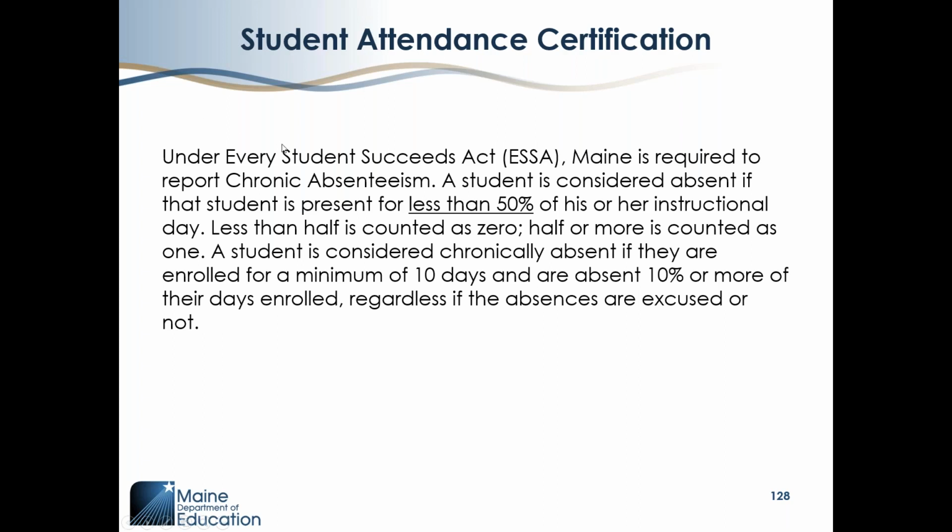Just to note, a student is considered present if they make 50% or more of their instructional day. That's present 1. If they miss 50% or more of their day, that's considered absent 1. For example, if a student is scheduled to have a half day of school, they're only supposed to be there for half the day. If they show up for half of that half day, so they're there for a quarter of a full day, they're considered present because they made 50% of that instructional day.